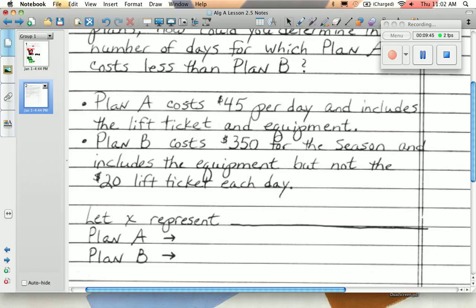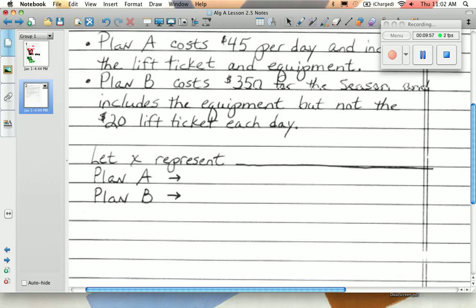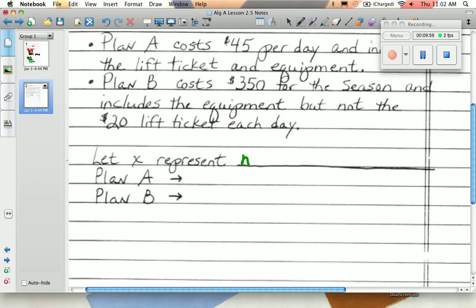So we want to know when one's going to be cheaper than the other and what number of days that would be. So what do you think X is going to represent in this situation? The number of days. It's the thing that we get to decide, how many days we're going to do it. So let X represent number of days.